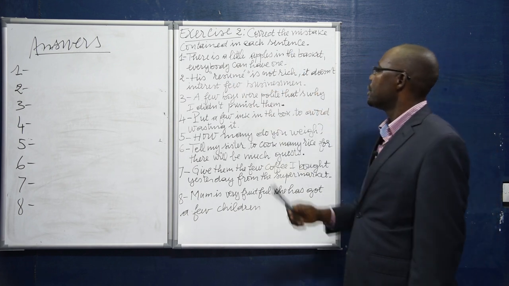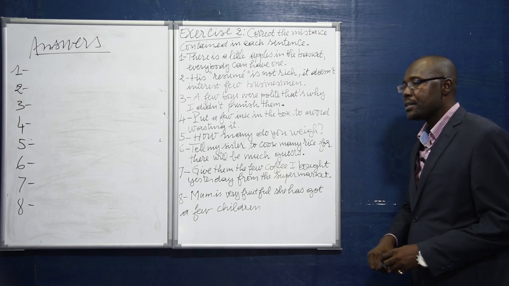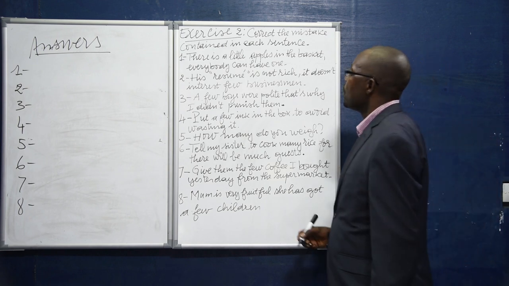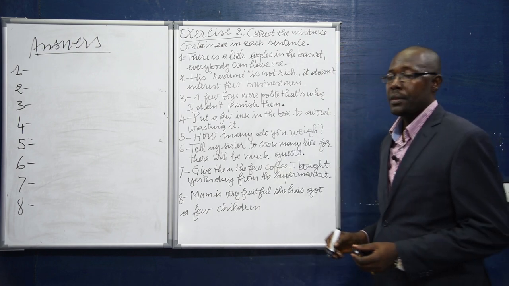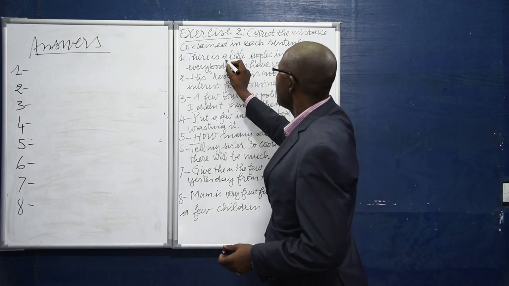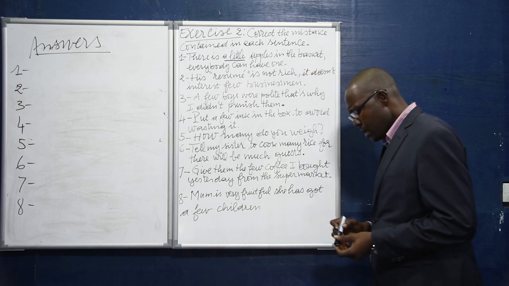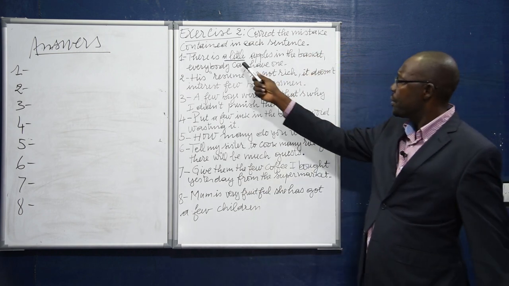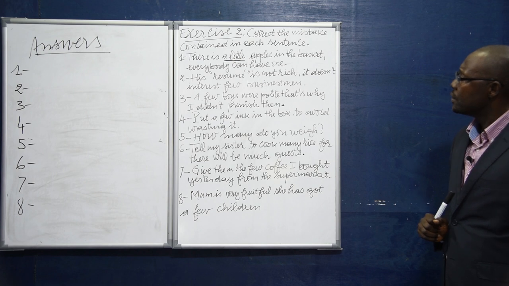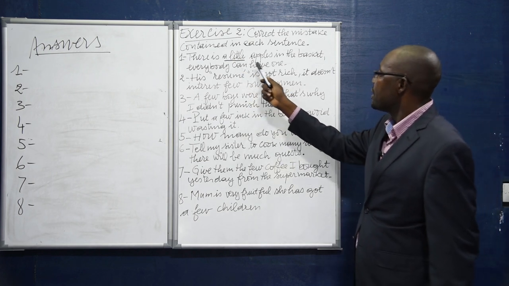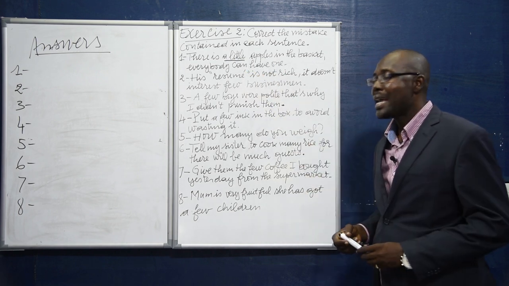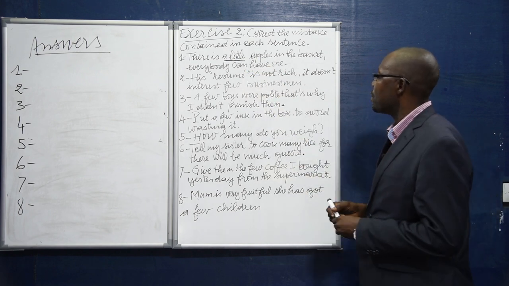Okay, so the first exercise, there is a little apples in the basket. Everybody can have one. What is the mistake? The mistake is always about the quantifier. What is the quantifier here? The quantifier is a little. Why little? Is it correct? Because when you see the quantifier, it quantifies the noun, here the noun is apple.